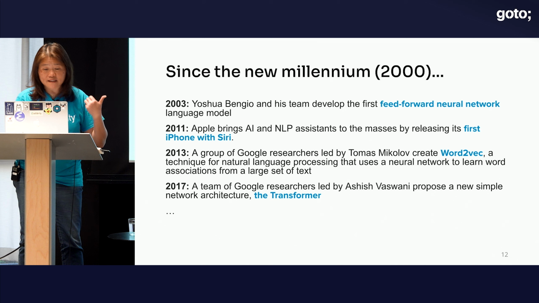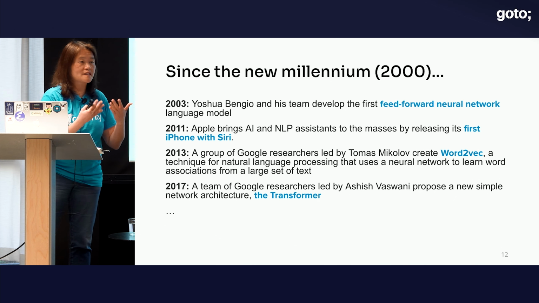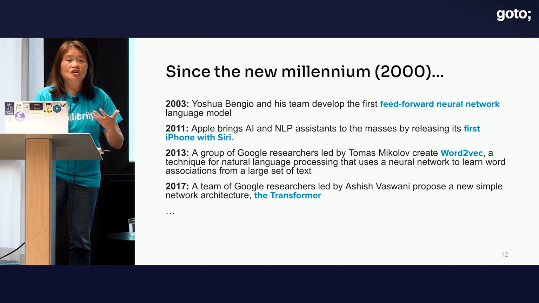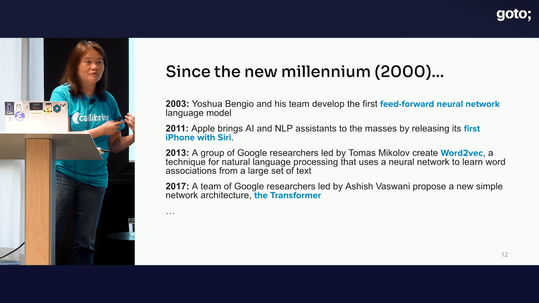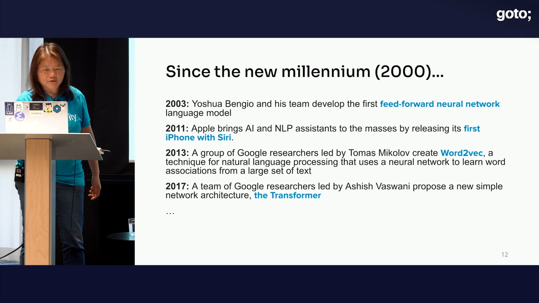And then 2017 is the transformer paper from Google. And if you have heard of this phrase, right, that says "attention is all you need," that's where it comes from, that paper. So that kicks off this new millennium of AI research.